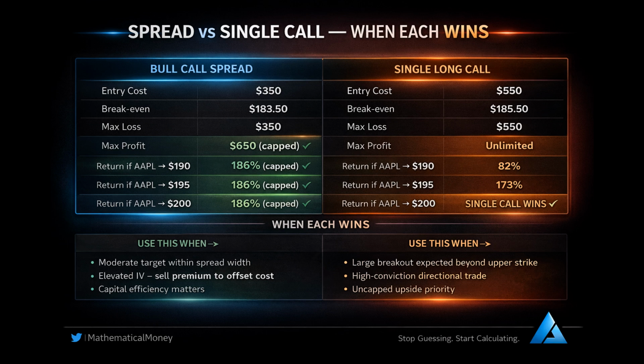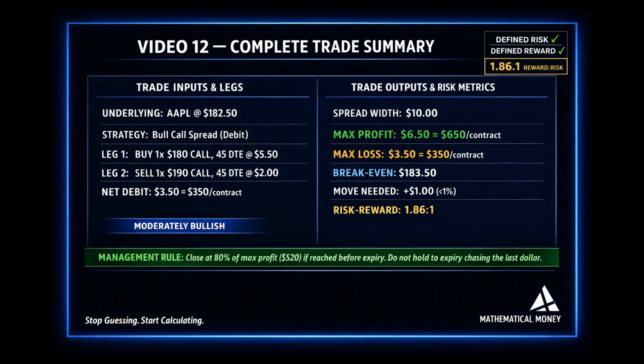Choose the spread when your price target falls within the spread width, implied volatility is elevated, and selling the upper strike reduces cost, or capital efficiency is the priority. Choose the single call when you expect a large breakout move beyond your target, or you want uncapped upside exposure on a high-conviction trade. The complete bull call spread on one page.